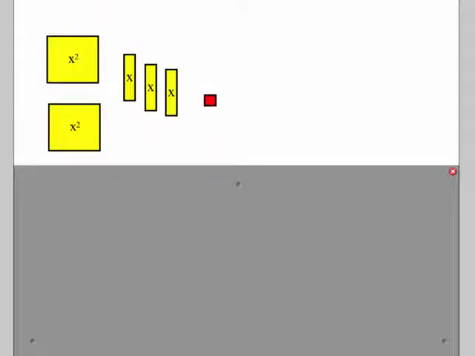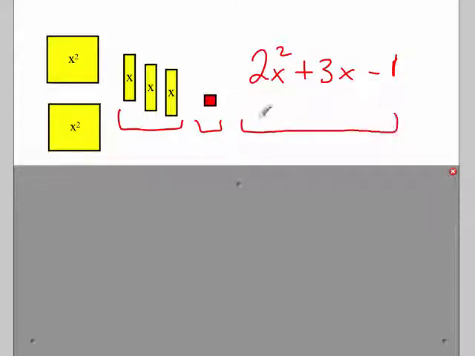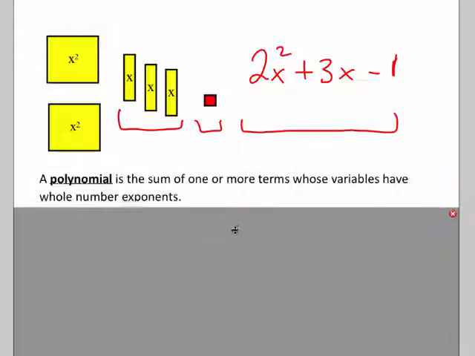So here I have a collection of algebra tiles, and what I'm going to do is write out symbolically what I have. I have 2 positive x squared blocks, so that's 2x squared. I have 3 x strip blocks, so that's plus 3x. And I have a negative 1 unit block, so that's negative 1. This expression, represented by these tiles, is what we call a polynomial.